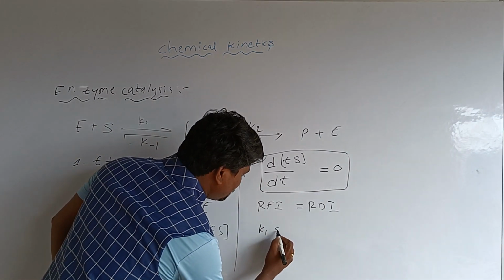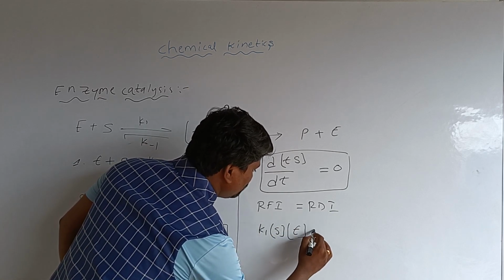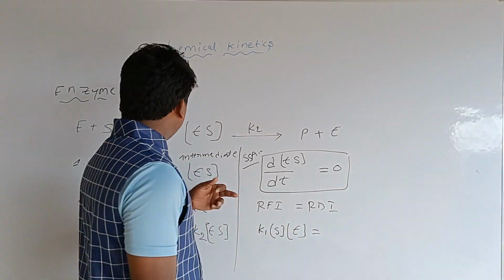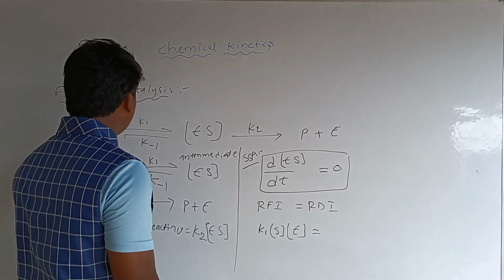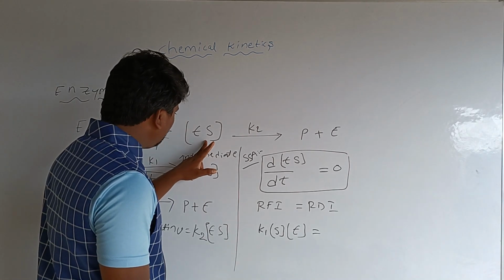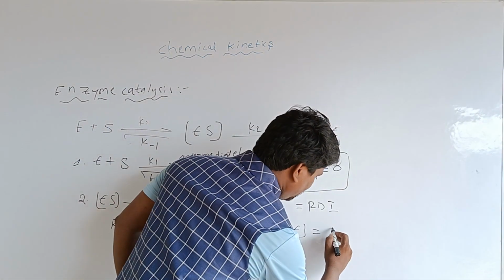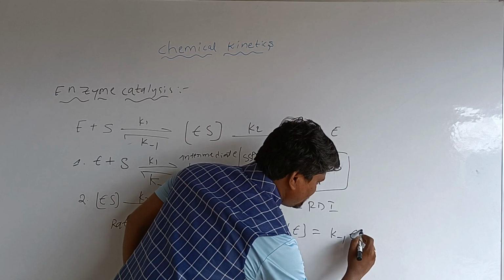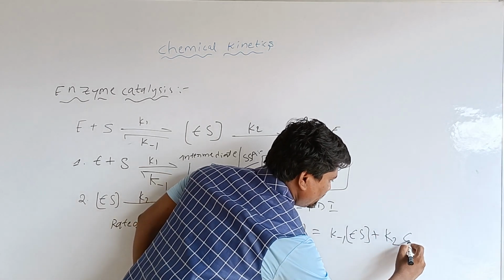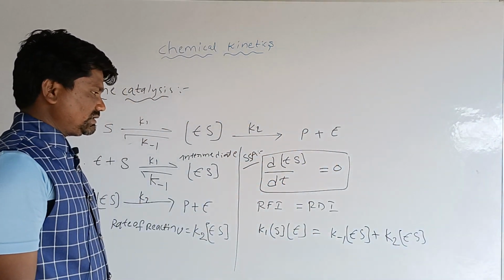K1 into S into E is equal to what? K1 into S into E is equal to K inverse into ES plus K2 into ES. K inverse enzyme substrate plus K2 into enzyme substrate. These are the 2 steps.